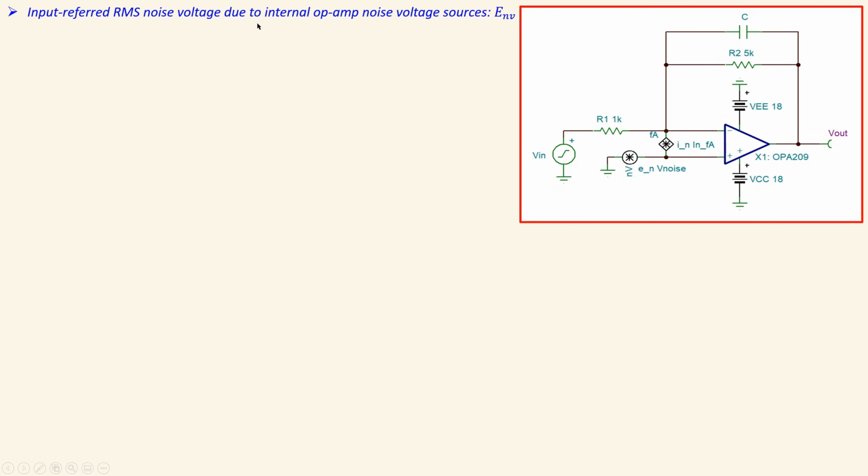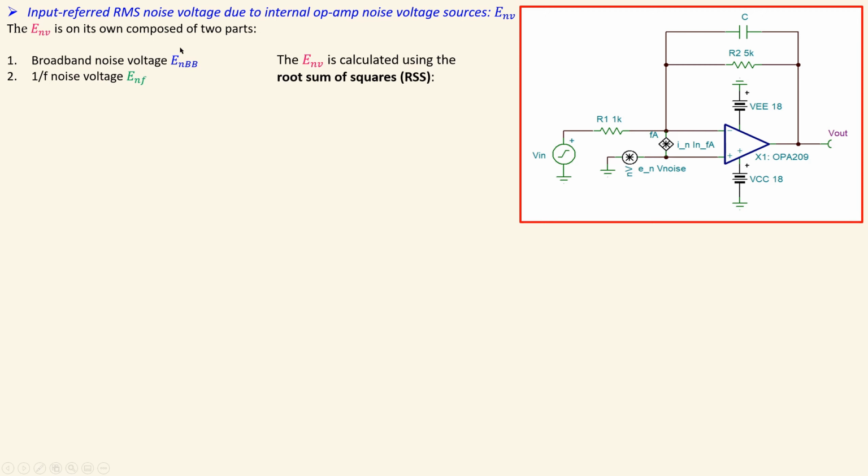So the input referred RMS noise voltage due to the internal op-amp noise voltage source. So due to this only, all of the others will be disabled, just looking at this part. Now that on its own is also composed of two parts, because we have seen the plot of the noise current and the noise voltage. It has the 1/f noise part, which is frequency dependent, and it also has the broadband noise part. So the broadband and also the 1/f noise part. Those two will of course be combined, again using root sum of squares, to calculate the input referred RMS noise voltage due to that op-amp noise voltage source, using this expression.